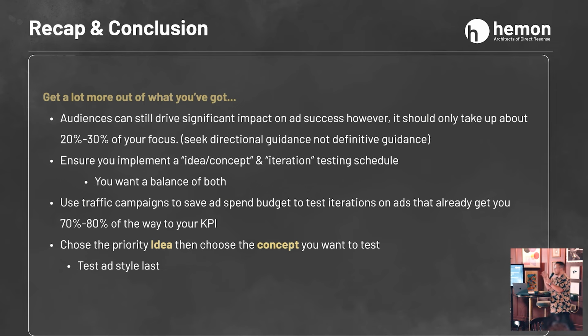and really once we find an audience that works, and ideally what we're looking for is an audience size of anywhere from 5 to 15 million or larger, but 5 to 15 million, if you can get an audience size that size and you know it works, then you're probably good. You have a long time that you can spend in that audience. Next is ensure that you're implementing an idea and concept iteration testing schedules.